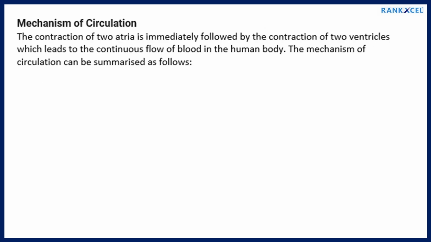Mechanism of circulation. The contraction of the 2 atria is immediately followed by the contraction of the 2 ventricles, which leads to the continuous flow of blood in the human body. The mechanism of circulation can be summarized as follows.